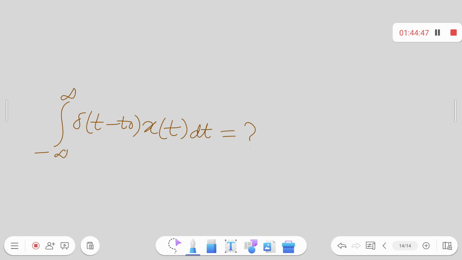Delta t minus t0. You know what is t minus t0? Last time we discussed the shifting property. We have shifted the signal in the positive direction. That means what? Previously the pulse was present at t is equal to 0. Now this time the pulse is located at t is equal to t naught.